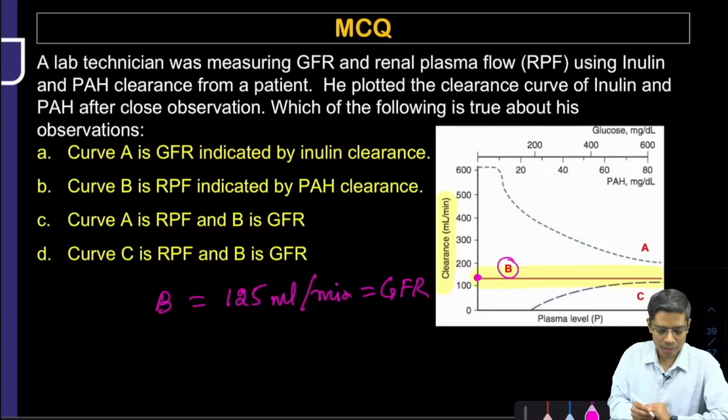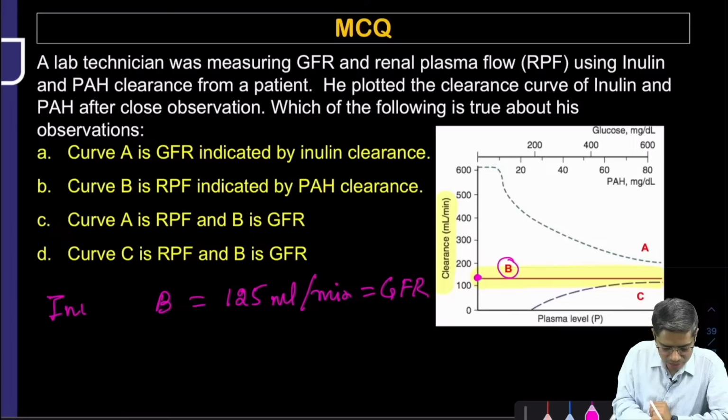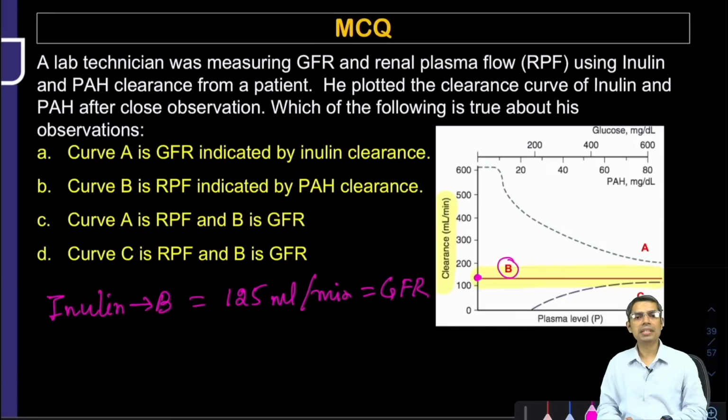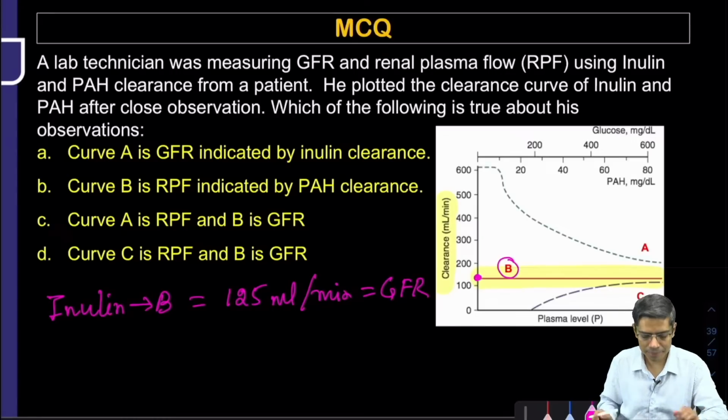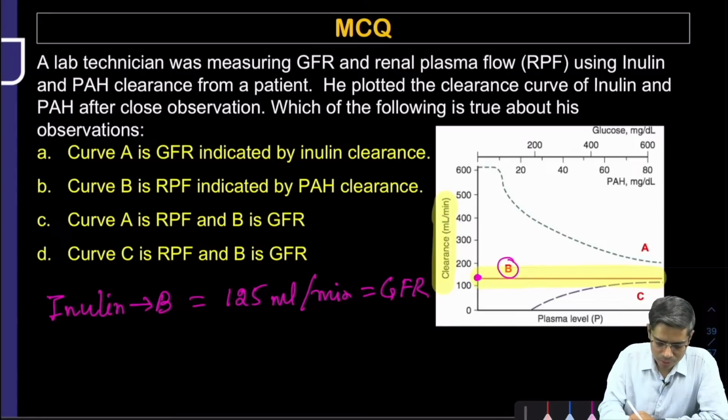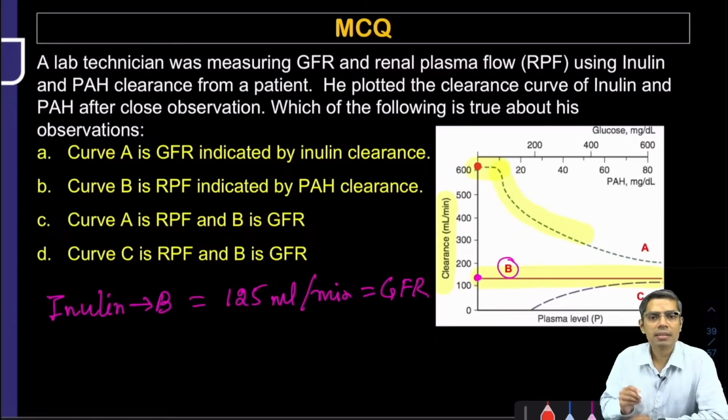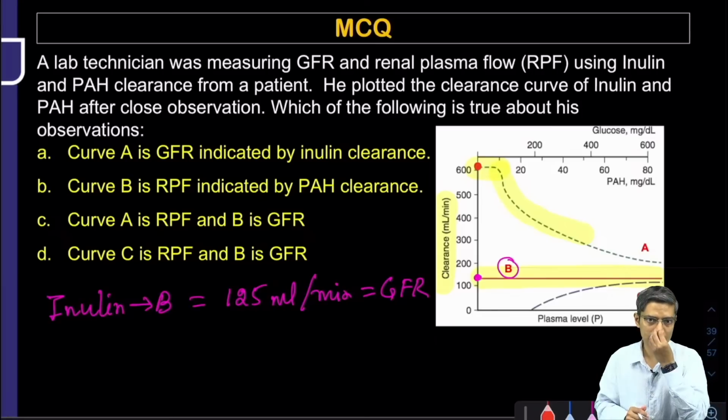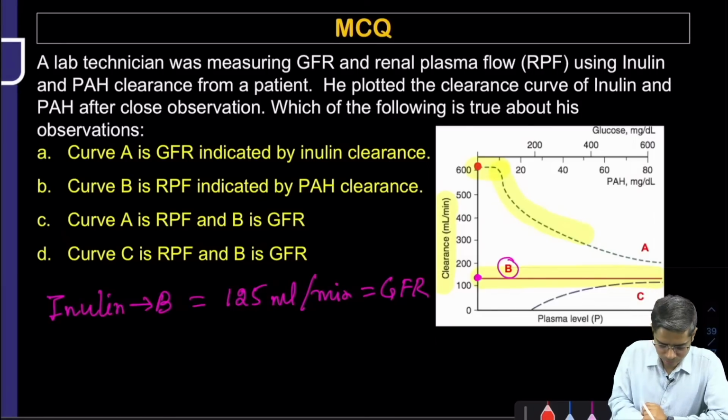We all know that the GFR is measured by clearance of which substance? Inulin. So, curve B is the inulin curve, right. Then look at this one. This curve indicates that the clearance is a little more than 600. So, we know that curve A clearance is a little more than 600 ml per minute.